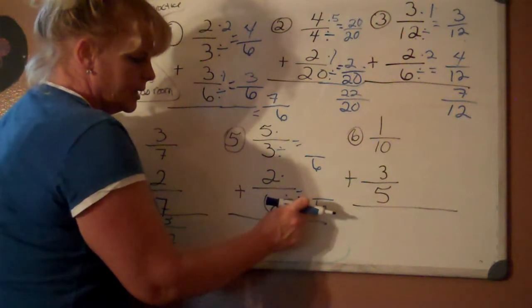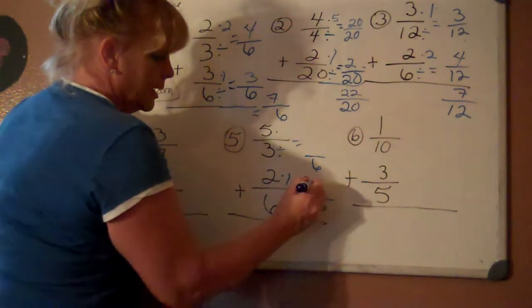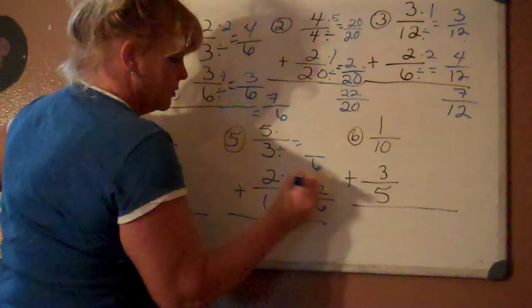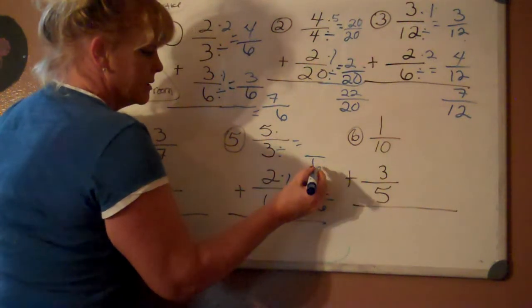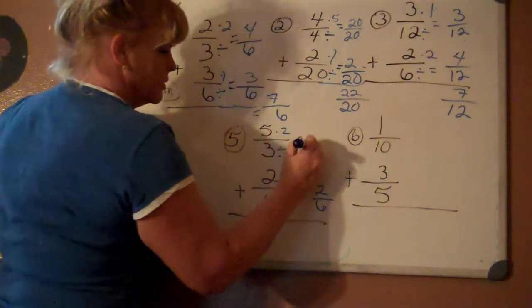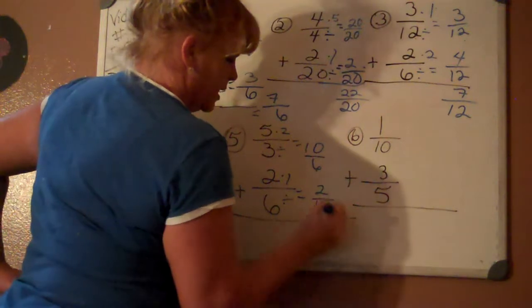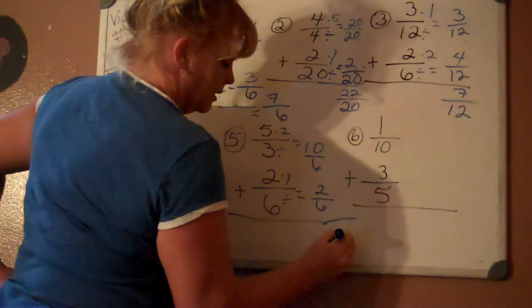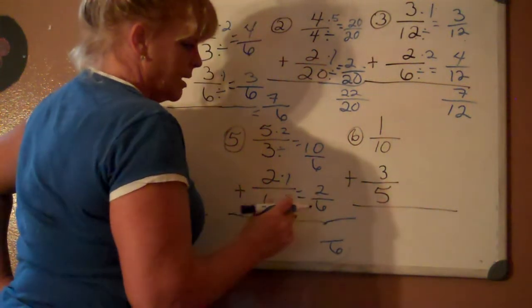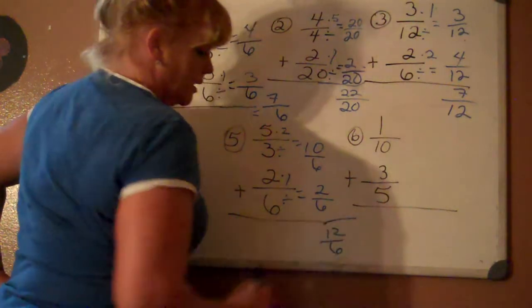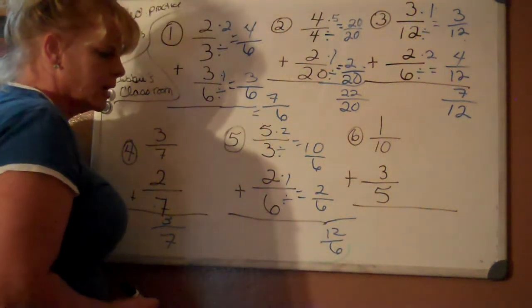6 divides into 6 1 time. And 2 times 1 is 2. 3 divides into 6 2 times. And 5 times 2 is 10. All we have to do now is drop the denominator and add the top. In proper fraction, it also can be reduced.